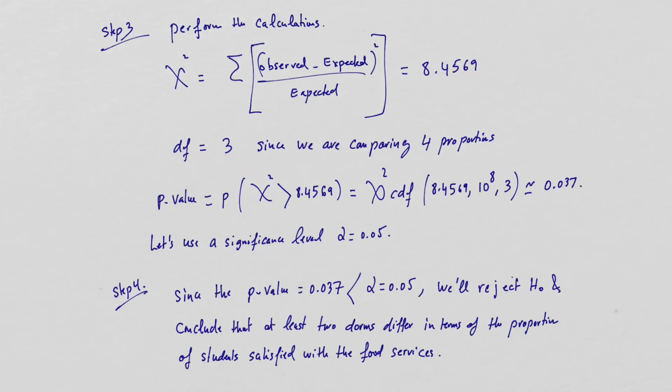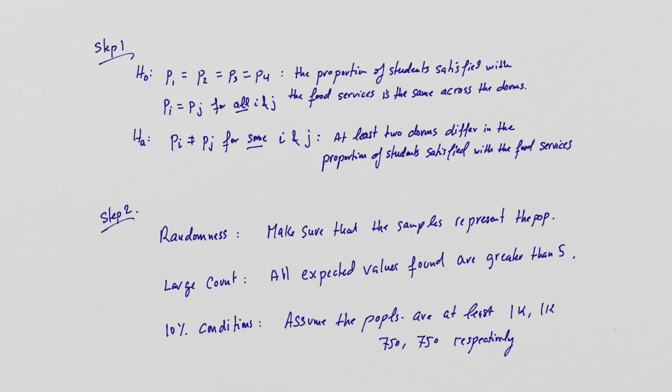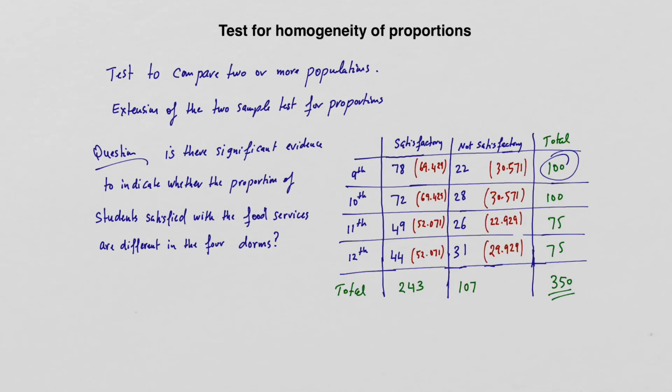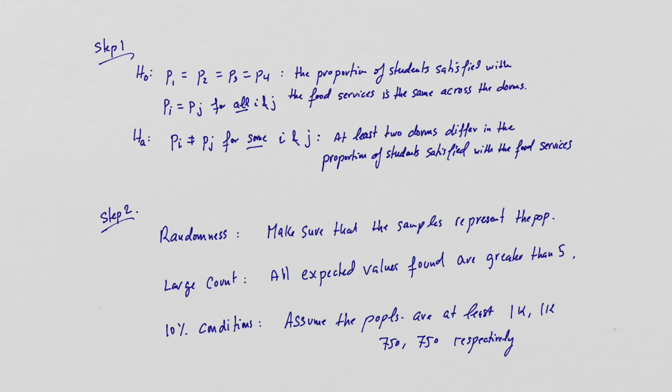Degrees of freedom here is, we're comparing 4 populations, so it's 4 minus 1 is 3. You can also do it as a 4 by 2 table, if you think about it. Row minus 1 times column minus 1, which is 4 minus 1 times 2 minus 1, which is 3, right?